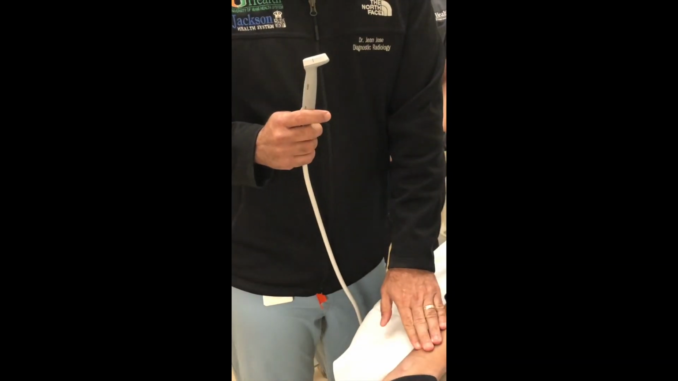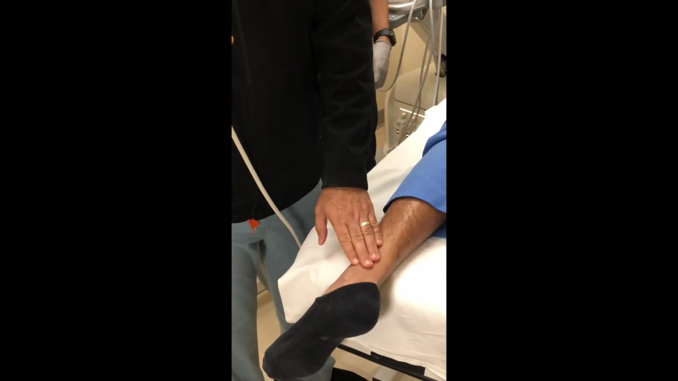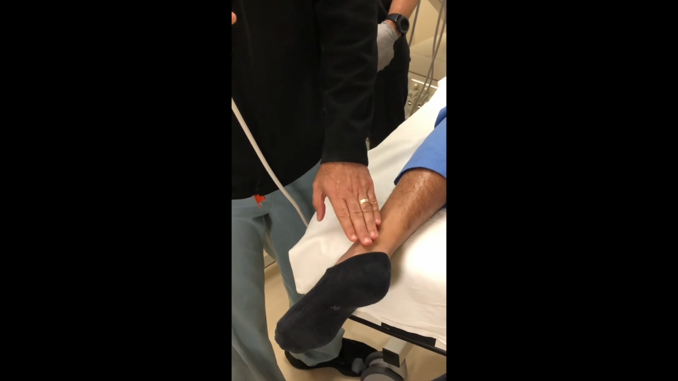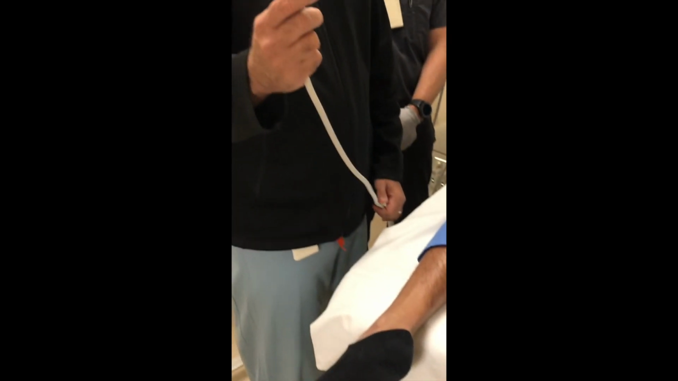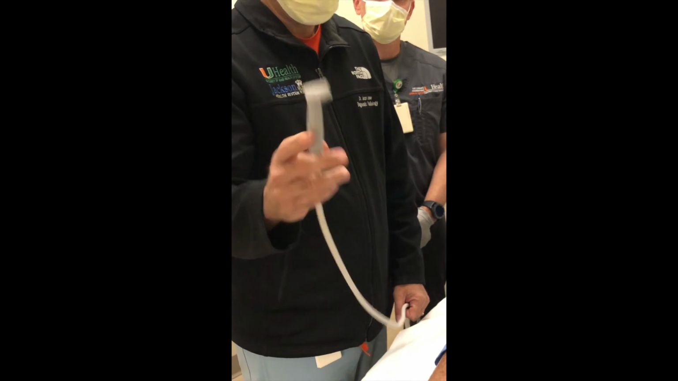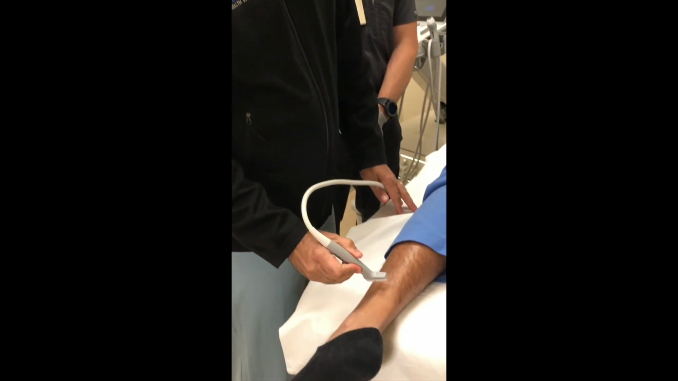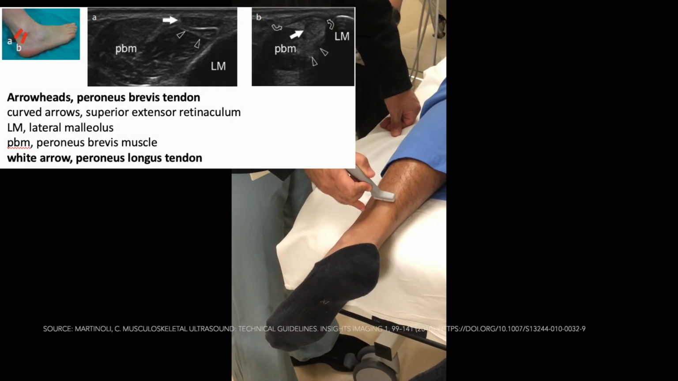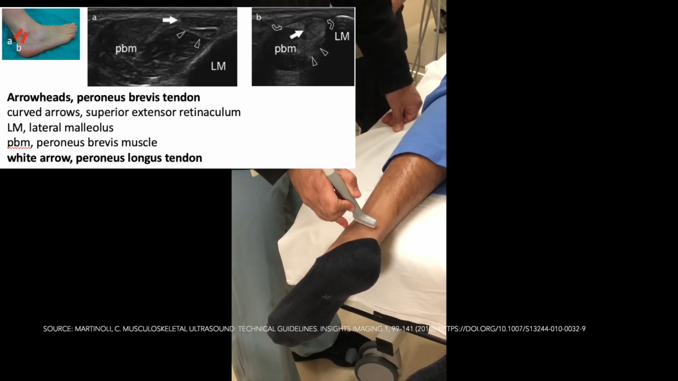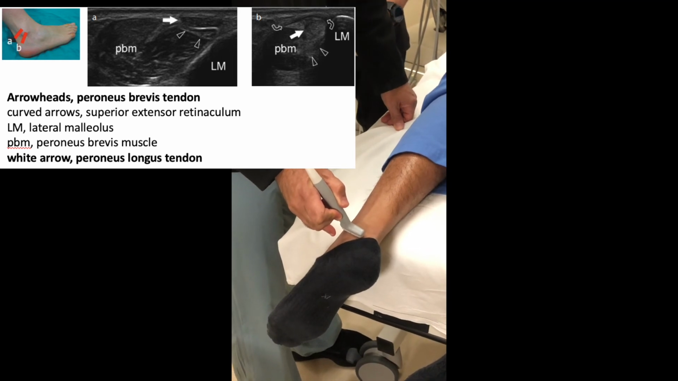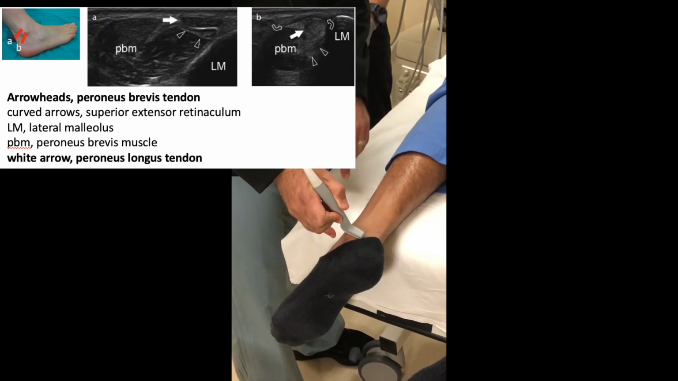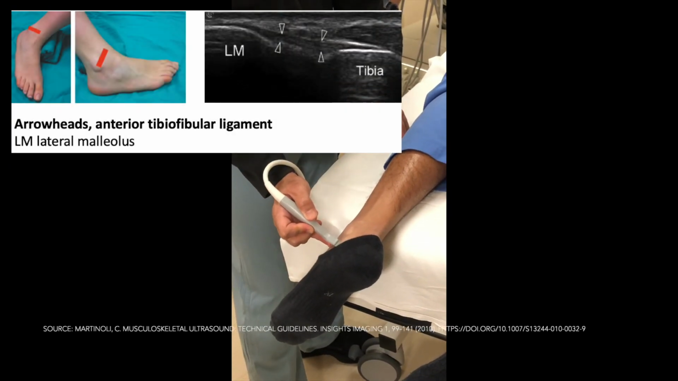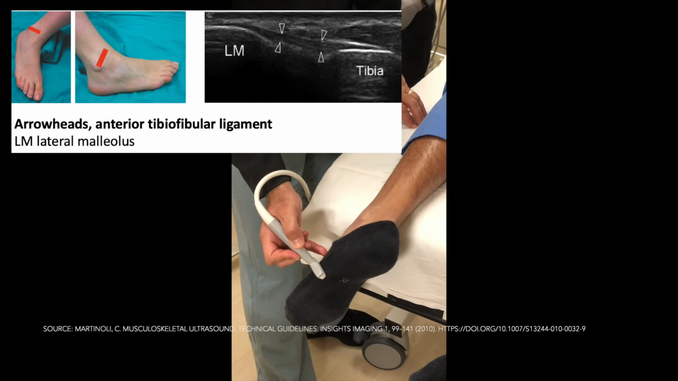The next step is to evaluate the lateral aspect of the ankle. The main tendons we're going to be interrogating are the peroneal tendons, the peroneus longus and brevis tendons. We will use a short footprint linear transducer. The peroneal tendons will travel posterior to the level of the lateral malleolus. We will start in short axis, working our way down. We will document integrity of the tendons, any fluid around the tendons, and also their positioning, making sure that they're not subluxed out of the lateral malleolus, and extending distally towards the base of the fifth metatarsal.